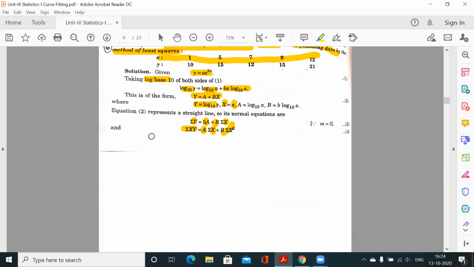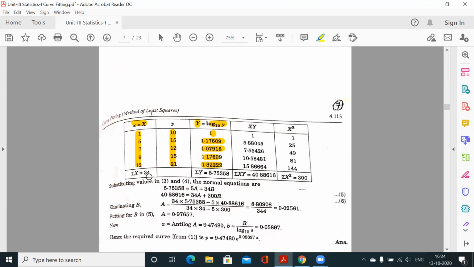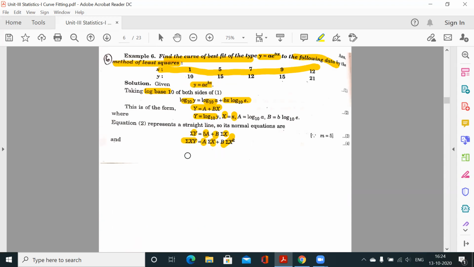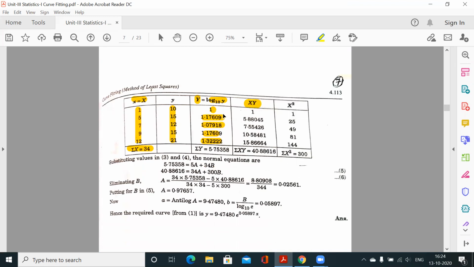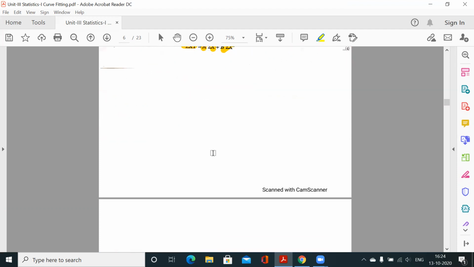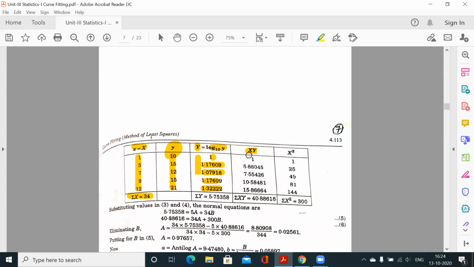Next, summation capital Y and summation capital X. Capital X is the same, 34, because small x and capital X are the same. So next, summation x dot Y, that means summation small x into capital Y. So small x is this and capital Y is this. You have to calculate the multiplication of small x and capital Y here. This is capital Y, not small y. This is also capital X, but capital X is equal to small x, so there is no problem. You can write summation small x into capital Y.